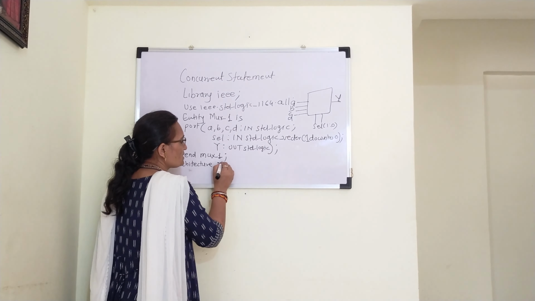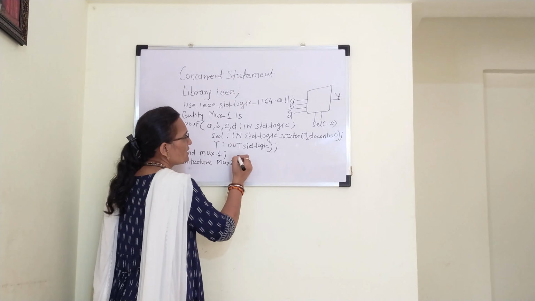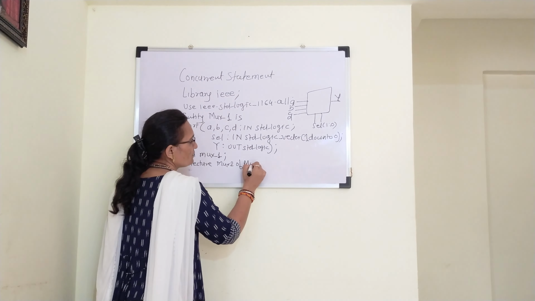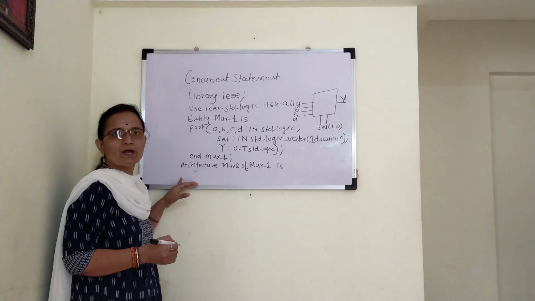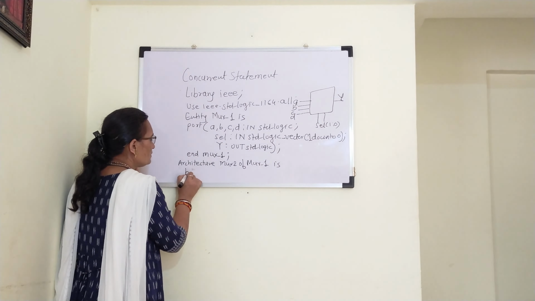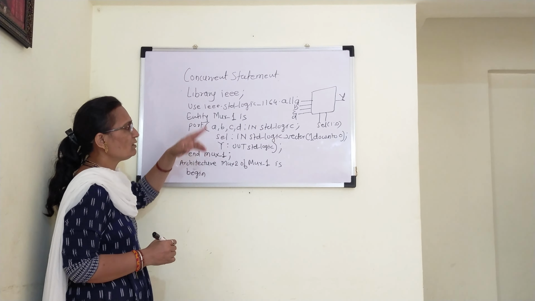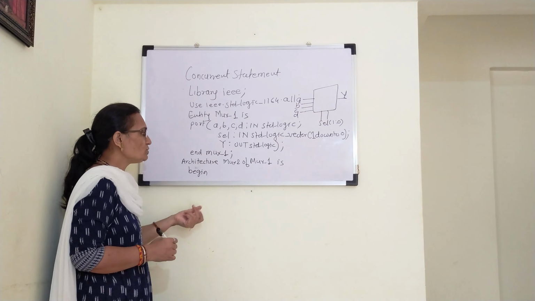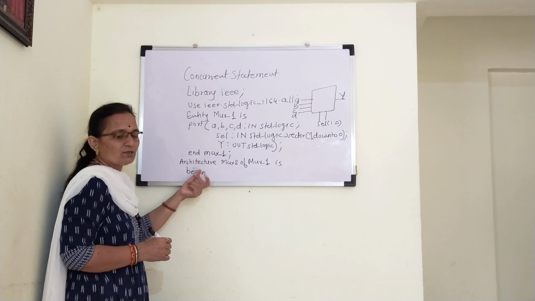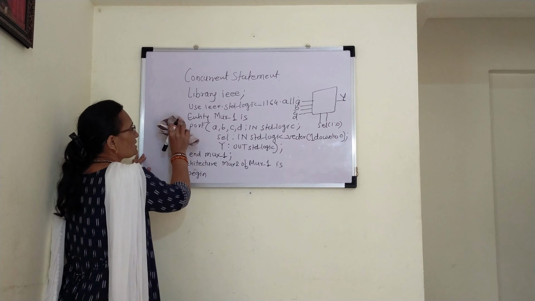I will write here mux2 of entity mux1 is. There is no declarative part. I will write here begin. Now I am using this with select statement here to write the logic of a multiplexer. So let us see how to use that statement.